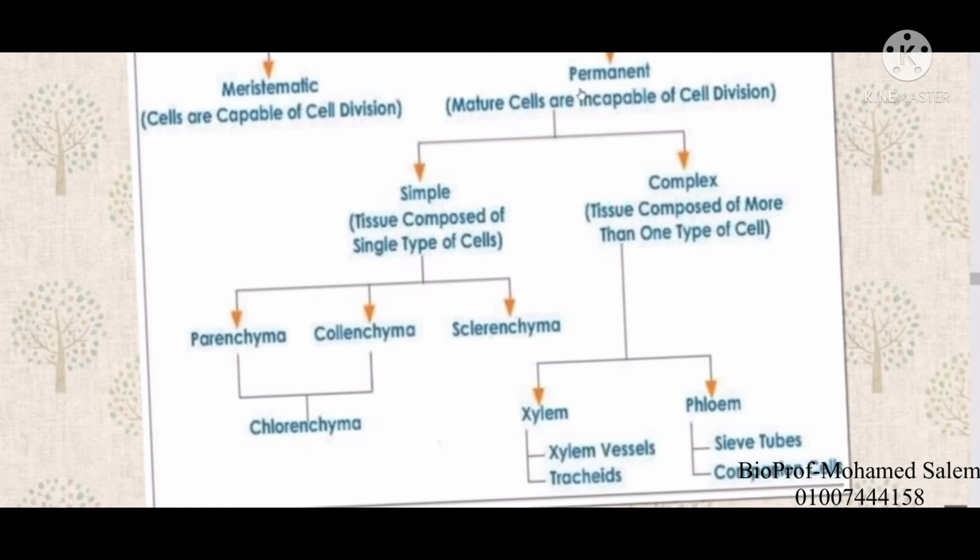We have two types of permanent tissue, simple and complex. Simple means composed of a single type of cells, and complex means composed of more than one type of cells. We have three types of simple tissue: parenchyma, collenchyma, and sclerenchyma. Parenchyma is sometimes called chlorenchyma if it has chloroplasts or plastids.